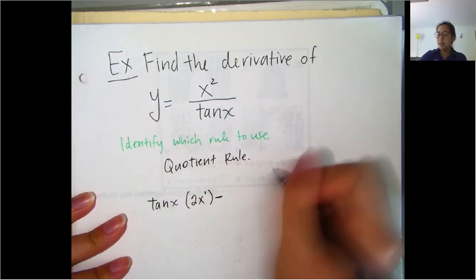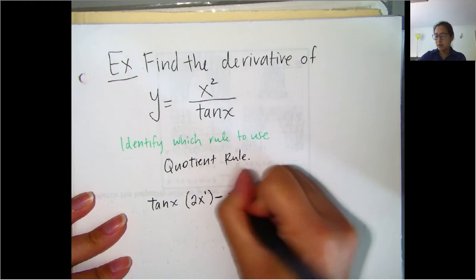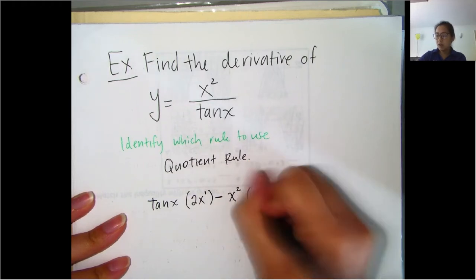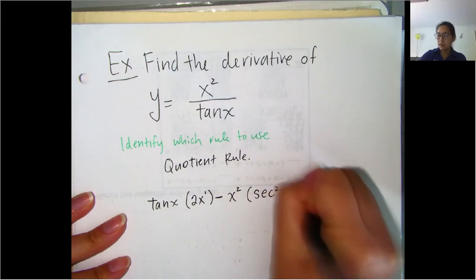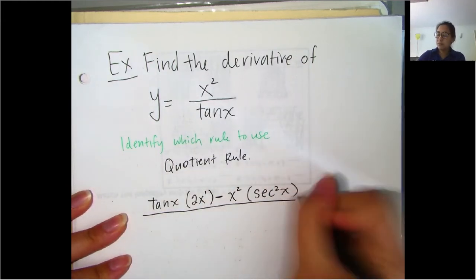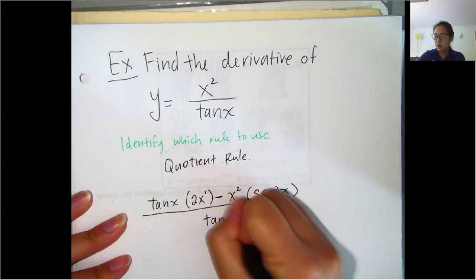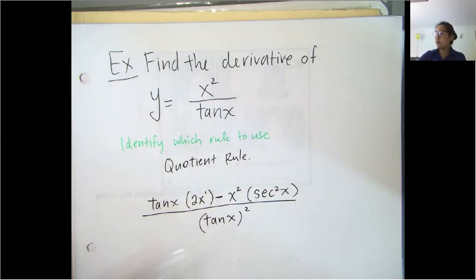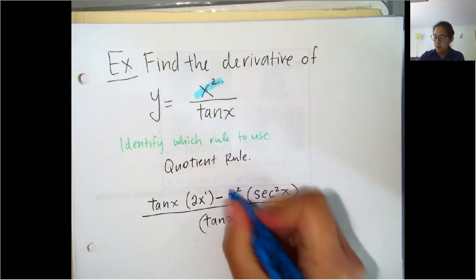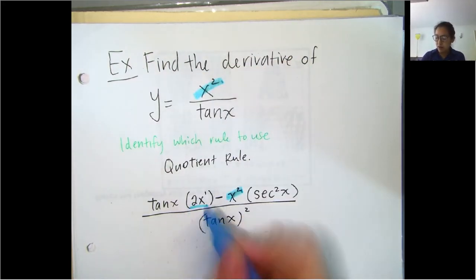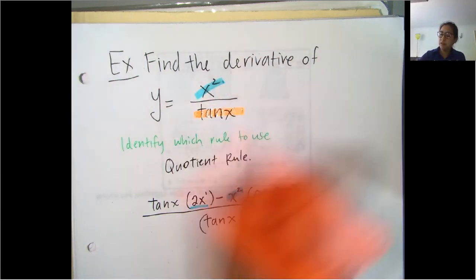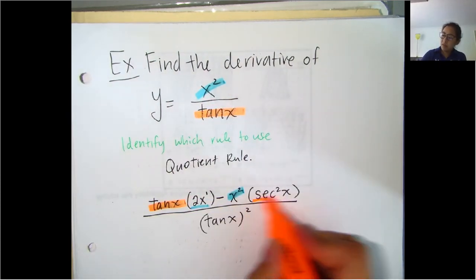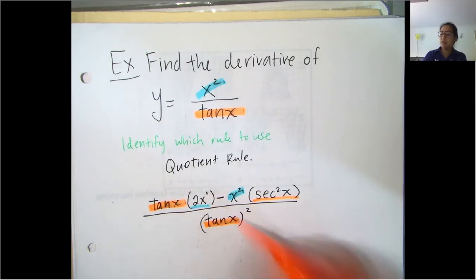And then minus, and then high, which is x squared. D low, which is the derivative of tangent of x. That's secant squared of x. All over low, which is tangent of x squared. Okay, so just to reiterate, this x squared was the high, that's right here, and this is d high over here. And low was here, and then d low was over here, and this is also low.